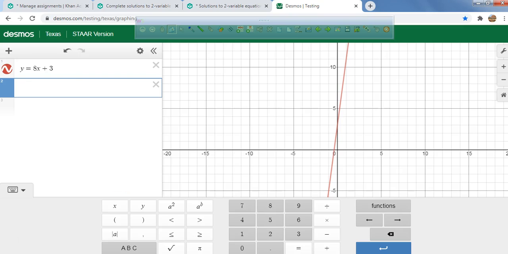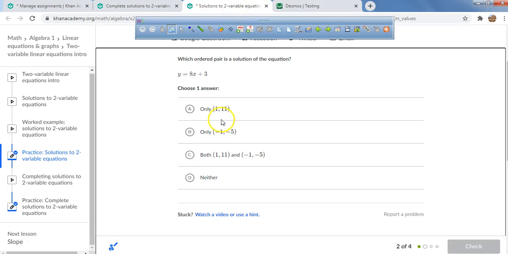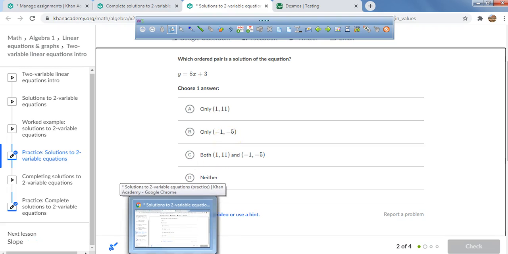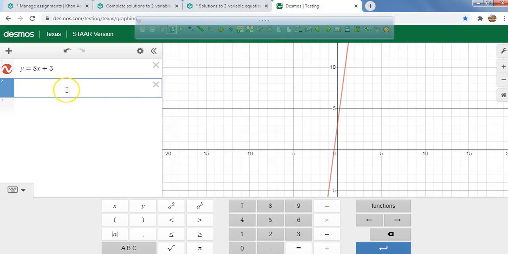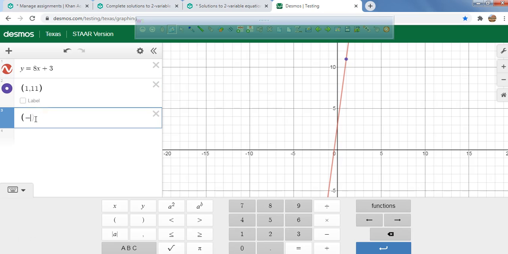Let's just type in our ordered pairs. Our ordered pairs are 1 and 11 and negative 1, negative 5. 1 and 11. All right, here we go. 1 and 11. That's on there. And negative 1 and negative 5. That's on there. If it's on the line, it works. It's a solution. If it's not on the line, it doesn't work.